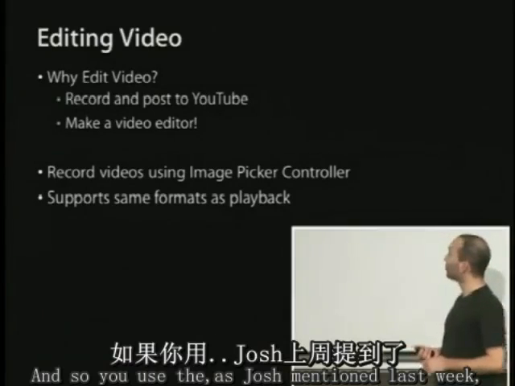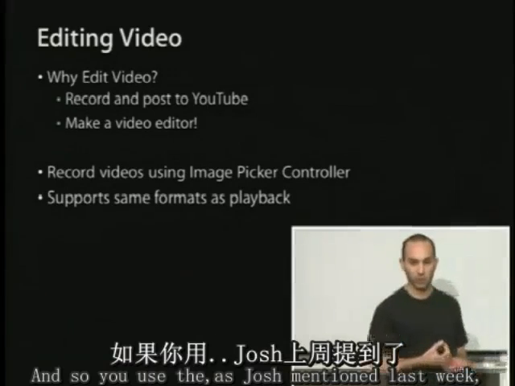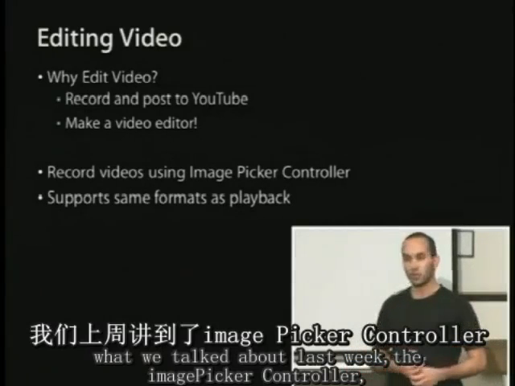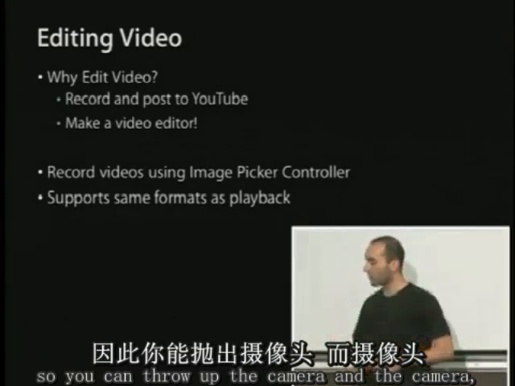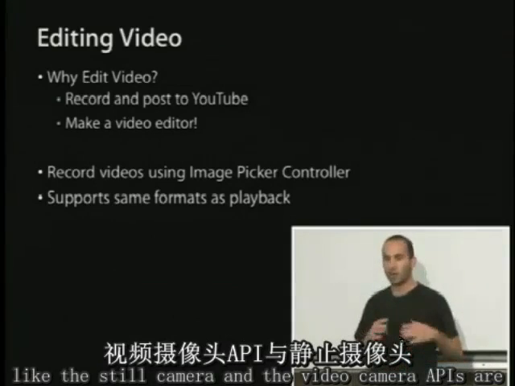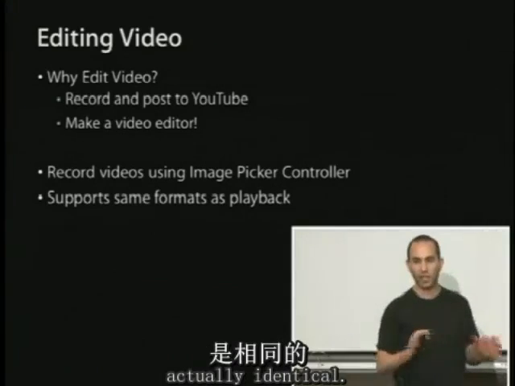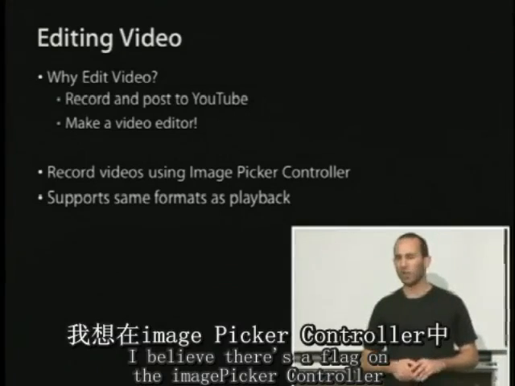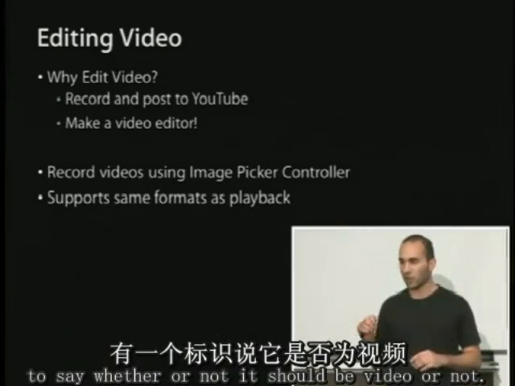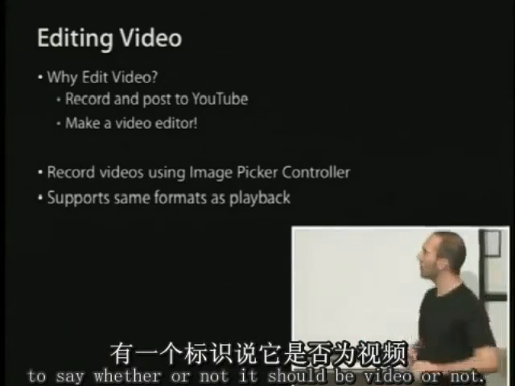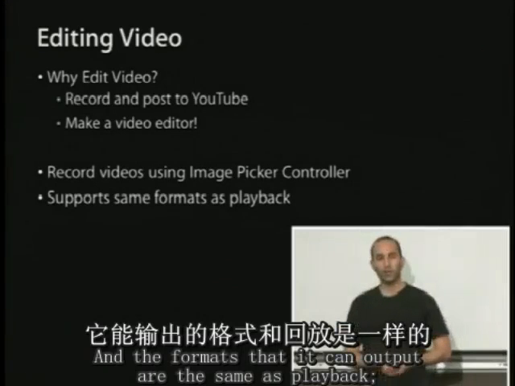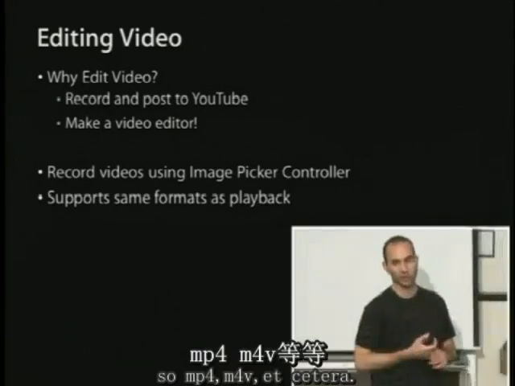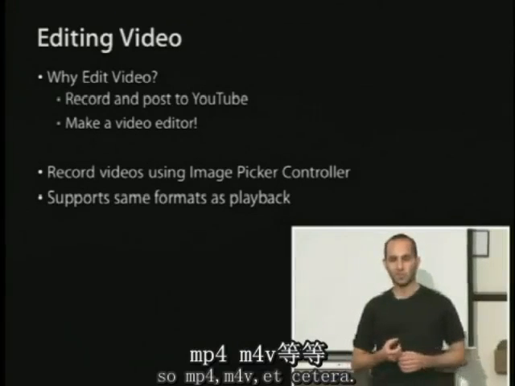And so you use, as Josh mentioned last week, the image picker controller. So you can throw up the camera, and the still camera and the video camera APIs are actually identical. I believe there's a flag on the image picker controller to say whether or not it should be video or not. So you record with the image picker controller, and the formats that it can output are the same as playback. So MP4, M4V, etc.